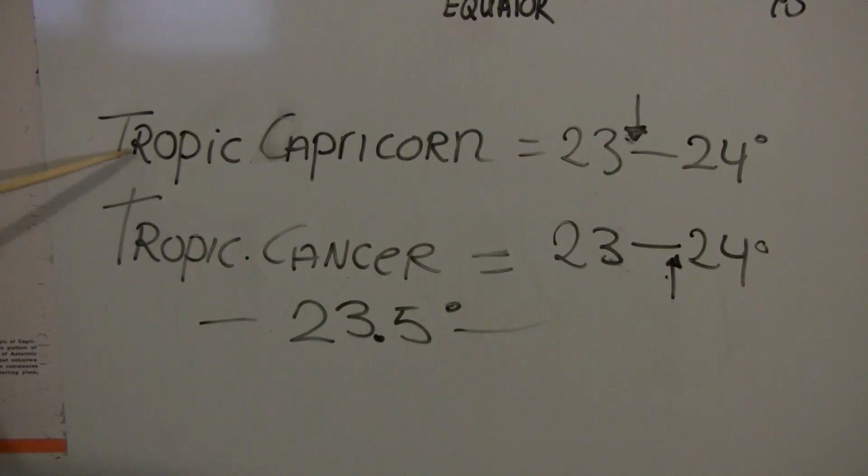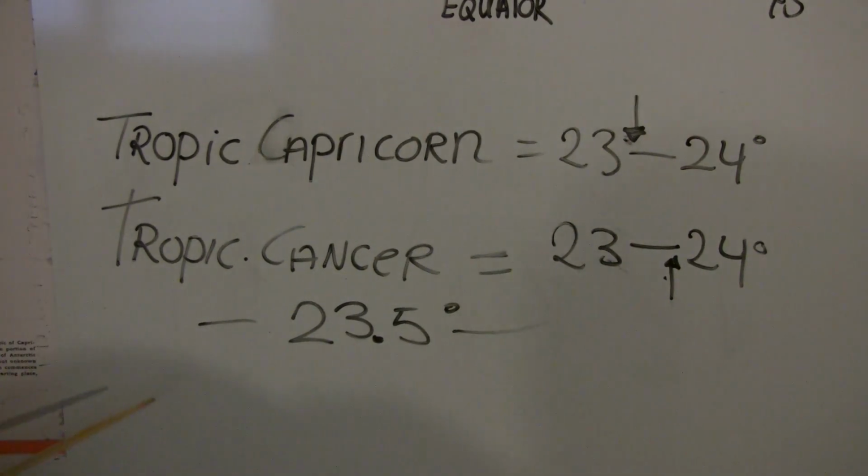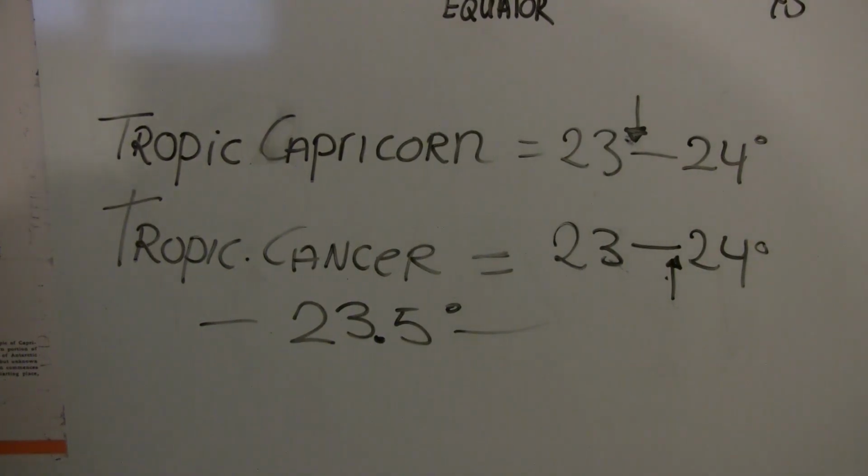I measured the Tropic of Capricorn between 23 and 24 degrees. Tropic of Cancer also between 23 and 24 degrees. So I had to search the internet and found it should be 23.5 degrees. Let's find out what the Gleasons map has to say.